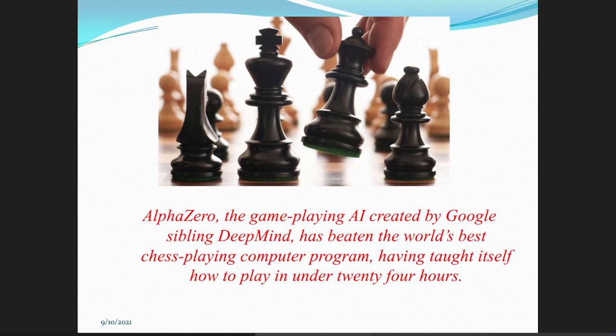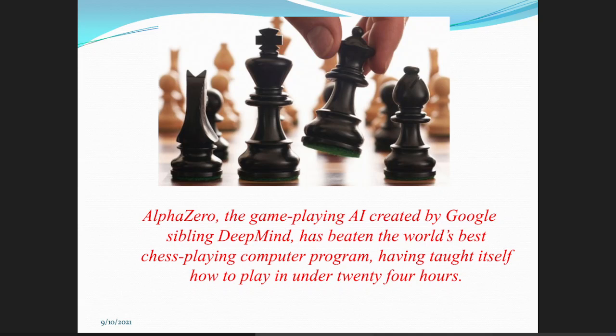Now AlphaZero, I already discussed. I have discussed that this is a game. AlphaZero is a game playing AI created by Google sibling DeepMind, and it has beaten the world's best chess playing computer program. And it was trained in just 24 hours. It is based on reinforcement learning, learning from the environment. What is reinforcement learning?